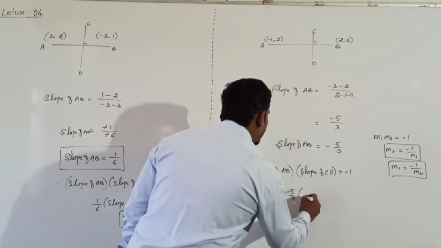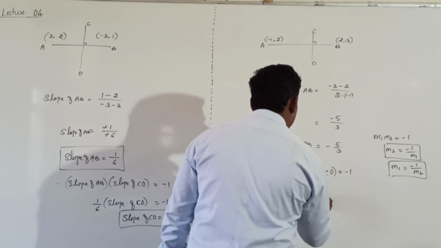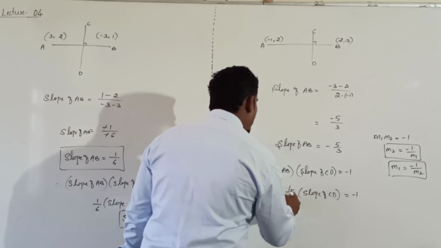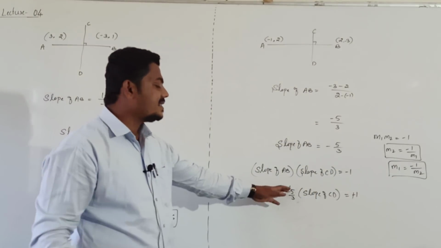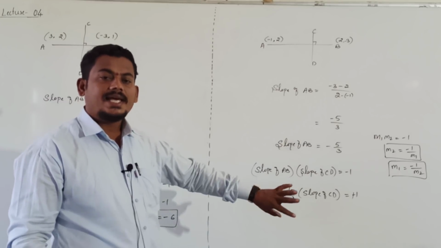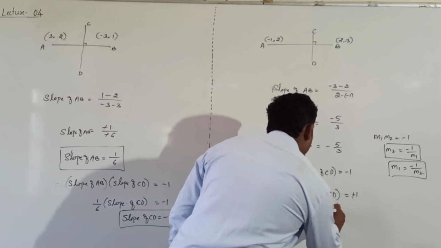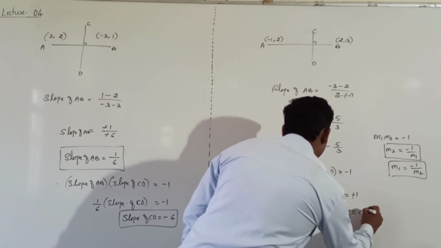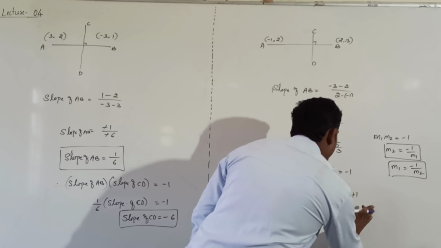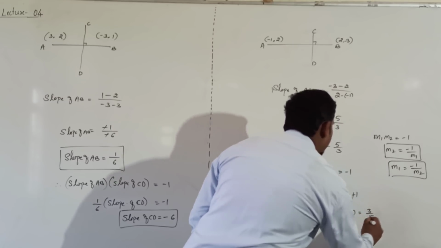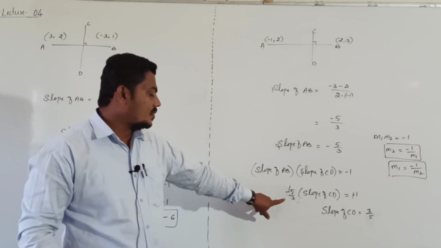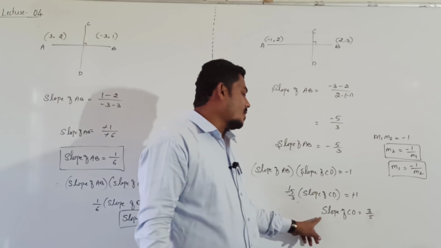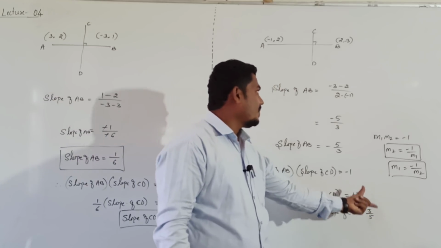-pi by 3 into slope of CD, that's equal to -1. Both the sides negative sign will get cancelled, and send this pi by 3 into RHS, then it becomes slope of CD is equal to 3 divided by 5. Just take its reciprocal, send it to RHS, numerator becomes denominator and denominator becomes numerator. Slope of CD is equal to 3 by 5.